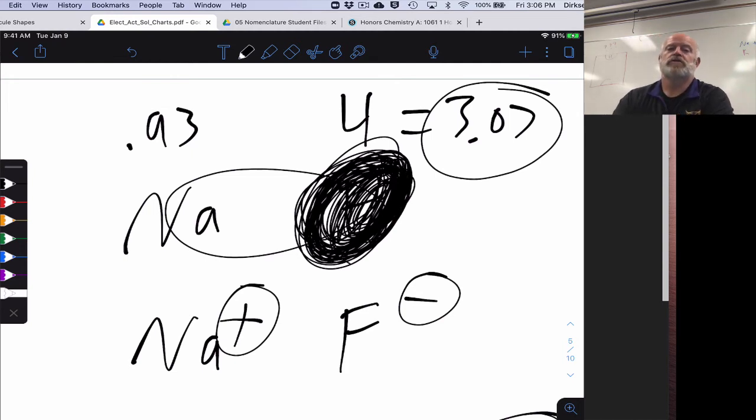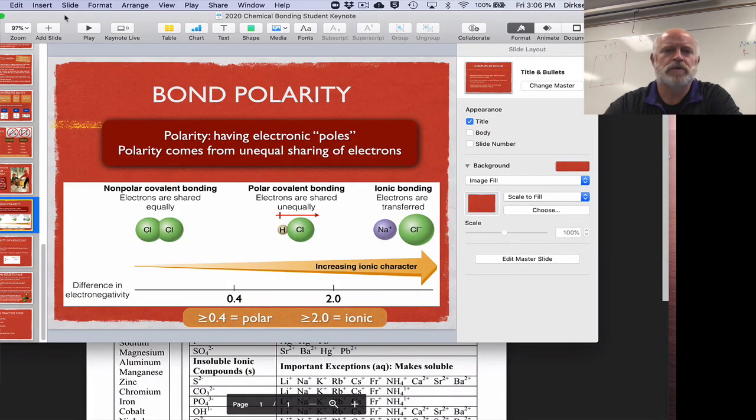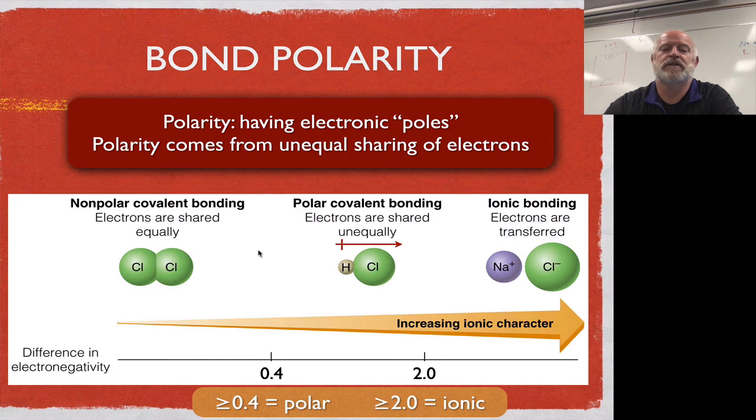Okay, so this difference in polarity, if we go back to our slideshow now, can be tracked. As long as they're between 0.4 and 2, we call that a polar covalent bond. It's an unequal sharing, but they're still being shared. Once we break 2 in that difference in electronegativity, the difference is so great that we don't even call that sharing anymore. Now we have an ionic bond. So really, an ionic bond is just an extreme case of polarity. It's so polar that it really isn't even shared at all anymore.